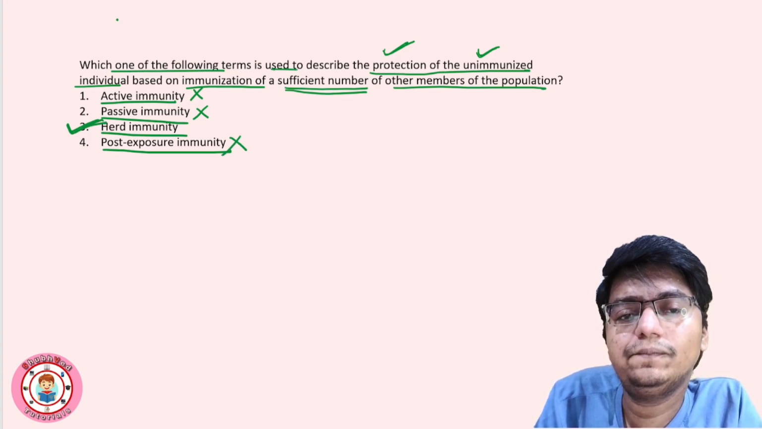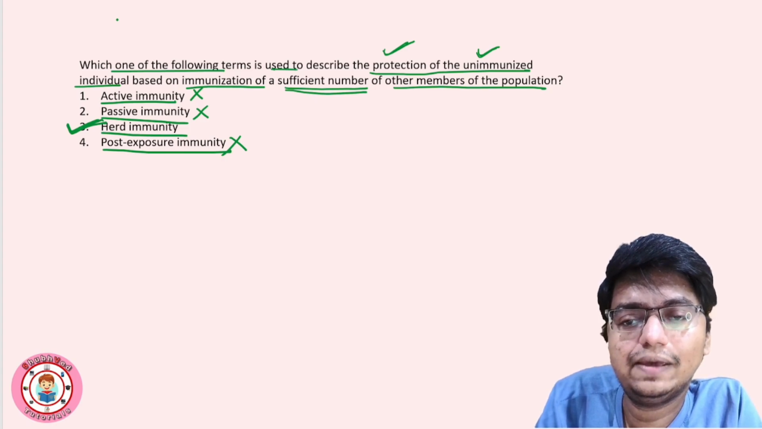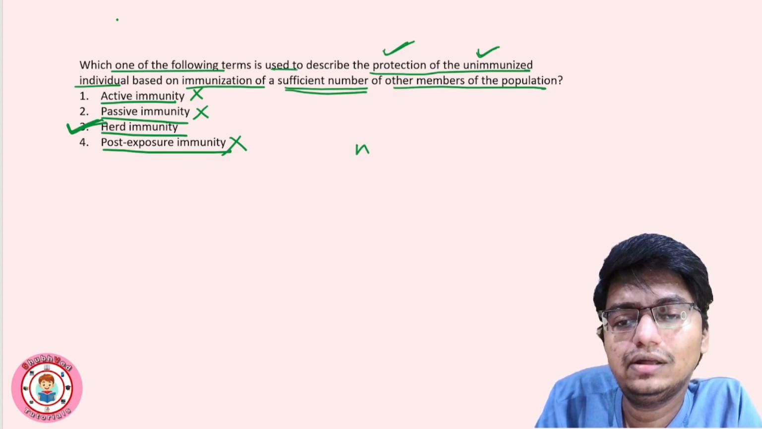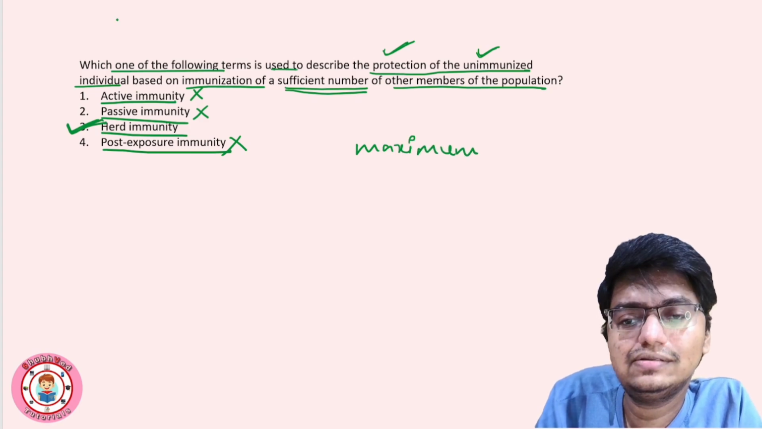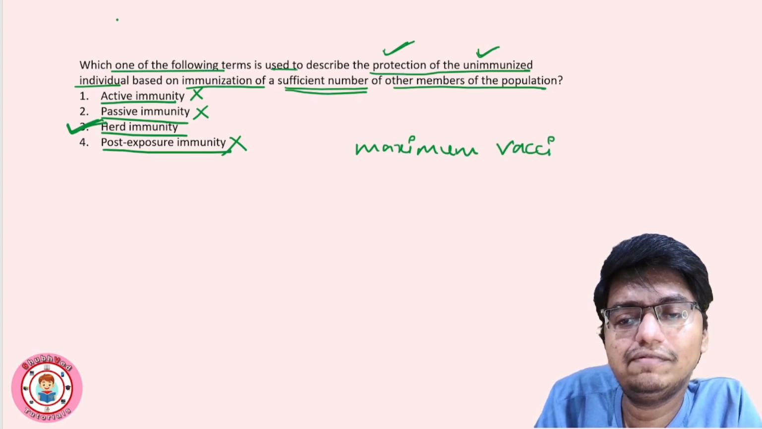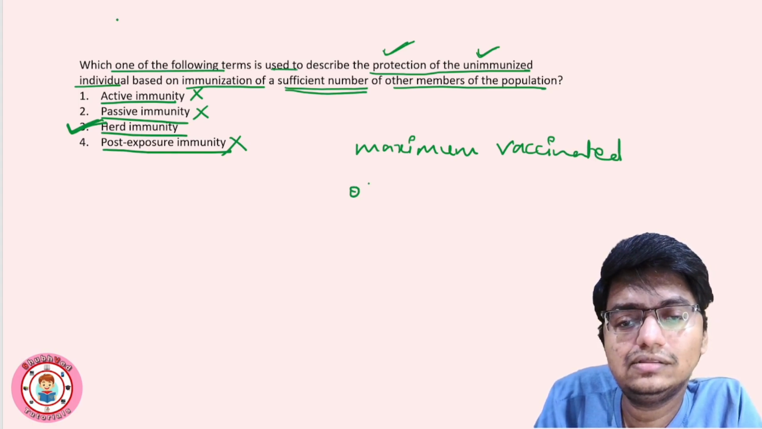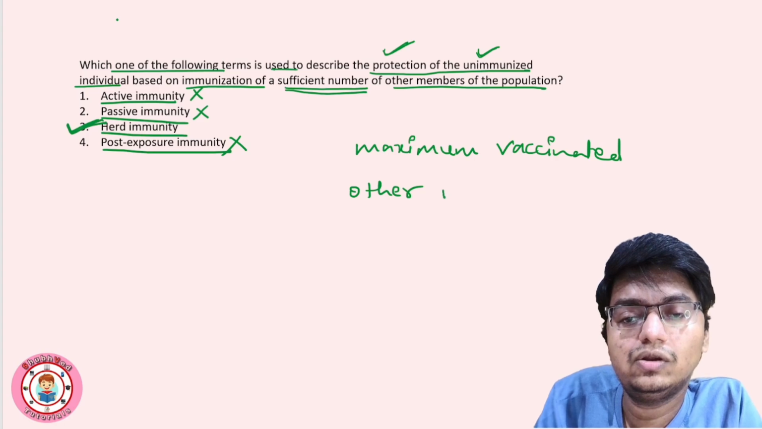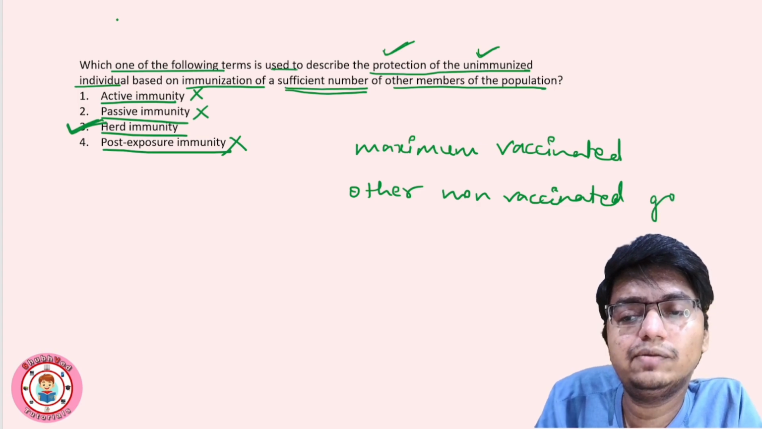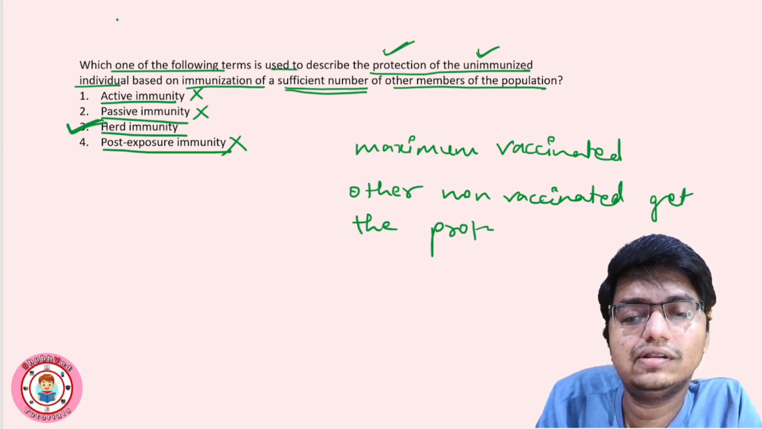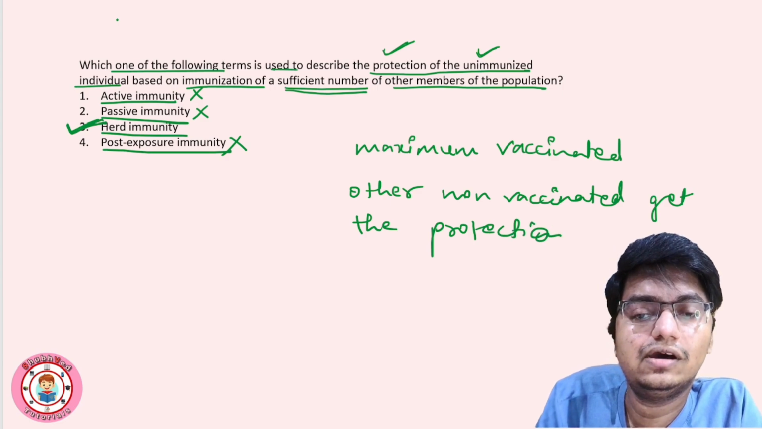We have seen this in COVID times: if maximum people are vaccinated, then the other non-vaccinated people get the protection, right? Get the protection, and that is herd immunity.